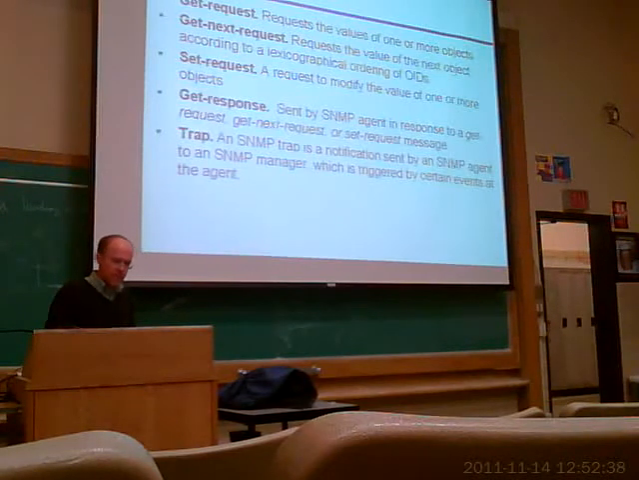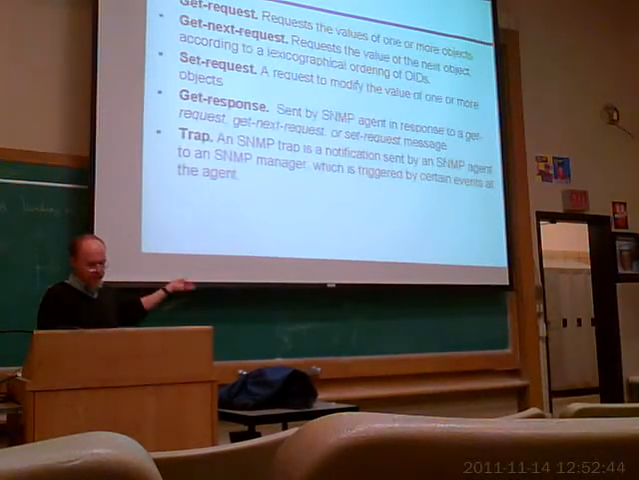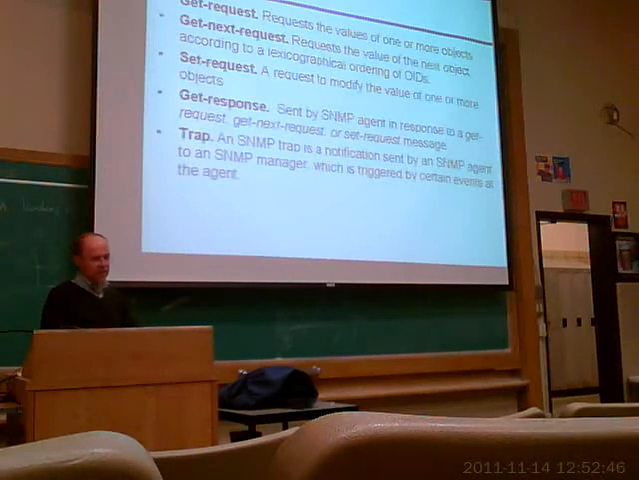What else is there to say? We've pretty much covered it. Now, a trap is a notification sent by the SNMP agent, which is triggered by certain events.